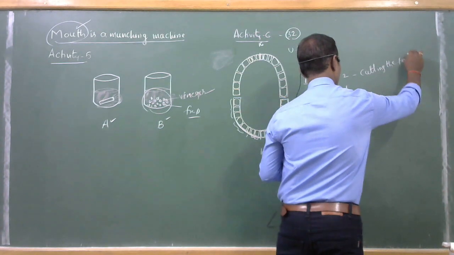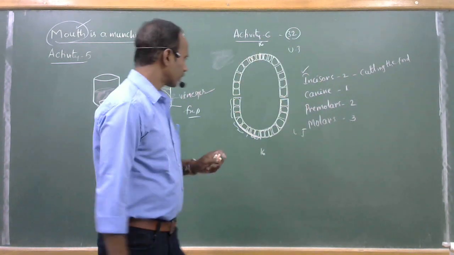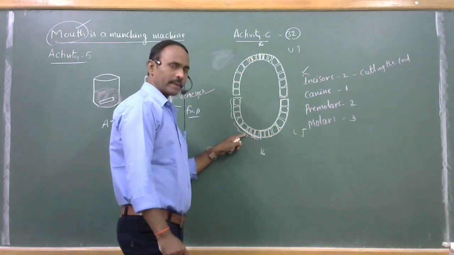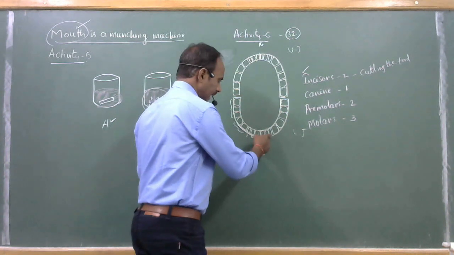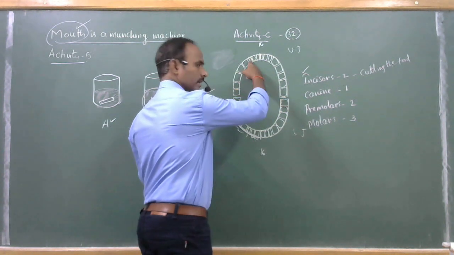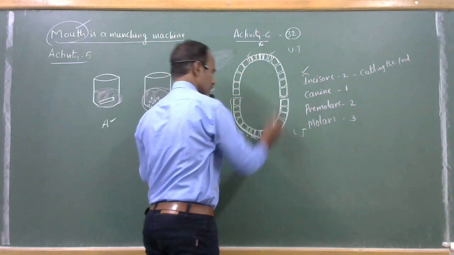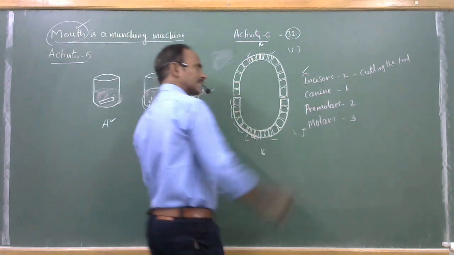Cutting the food material. Okay. So the second sharp teeth, here and again here and again here and again here. These four teeth are called canines.